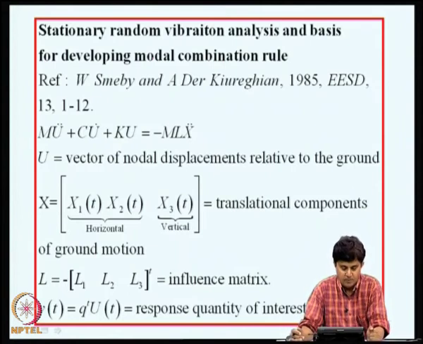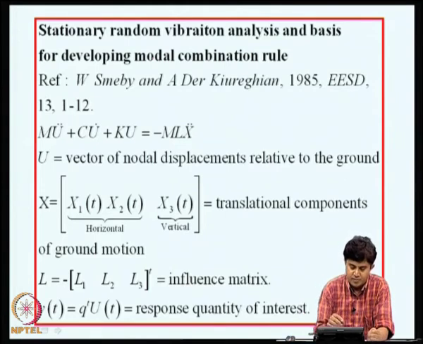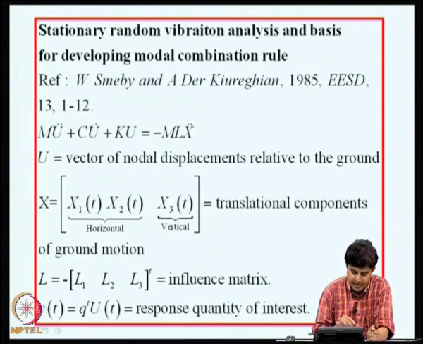Now, let us consider the problem of stationary random vibration analysis and the basis for development of modal combination rules. This discussion is based on the results presented by Smeby and Der Kiureghian in the Earthquake Engineering and Structural Dynamics journal. Now, we write the equation of motion as M u double dot plus C u dot plus K u equals minus M L x double dot, where u is the vector of nodal displacements relative to the ground and x is x1 of t, x2 of t and x3 of t, where x1, x2 are horizontal components and x3 of t the vertical component. So, these are the translational components of the ground motion. L is the influence matrix, which we have encountered in our early discussions on structural dynamics.